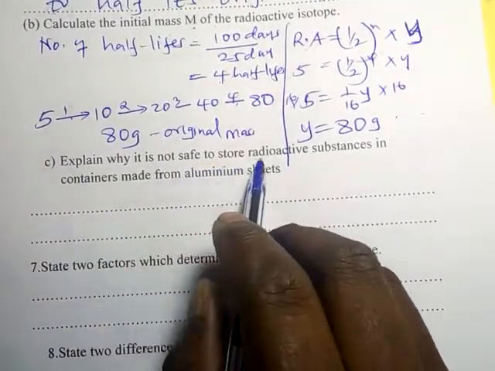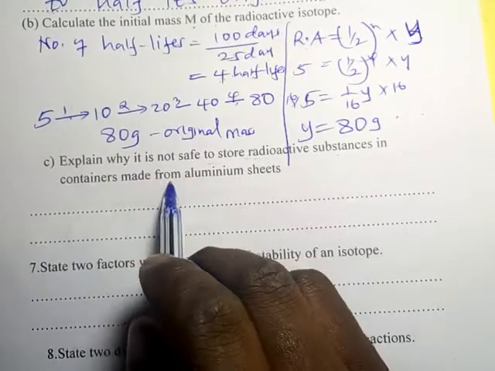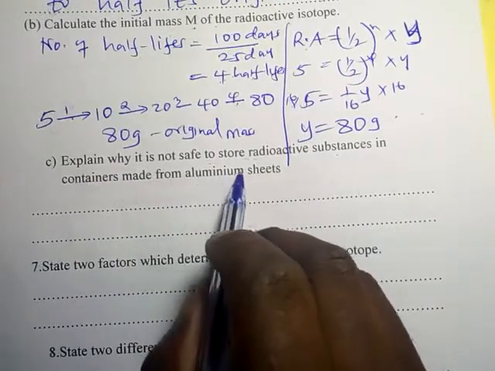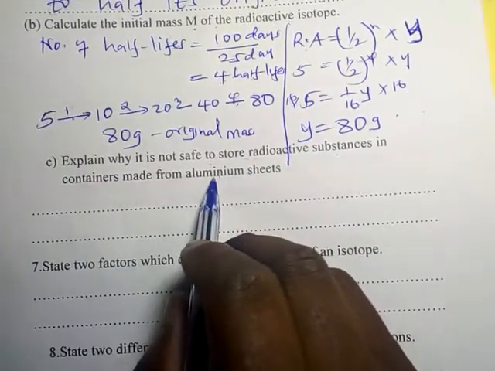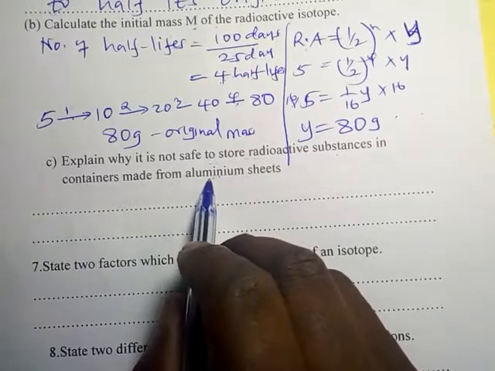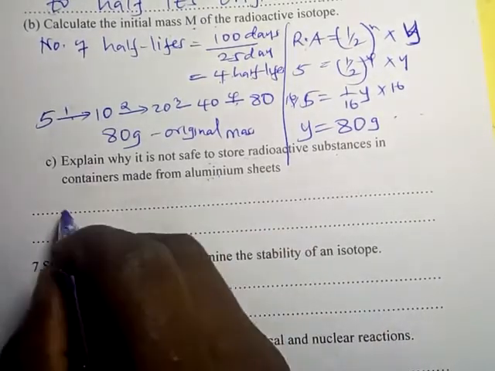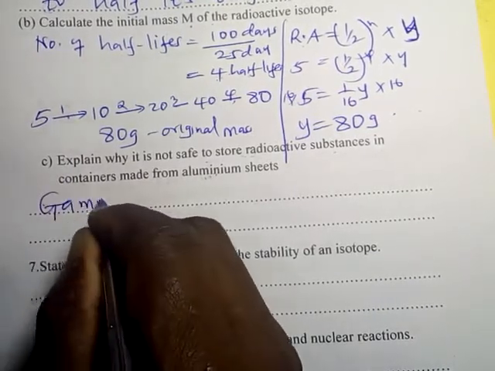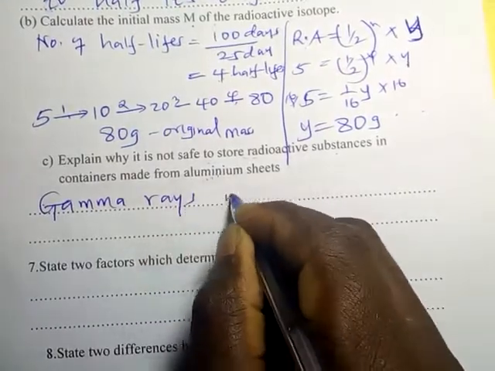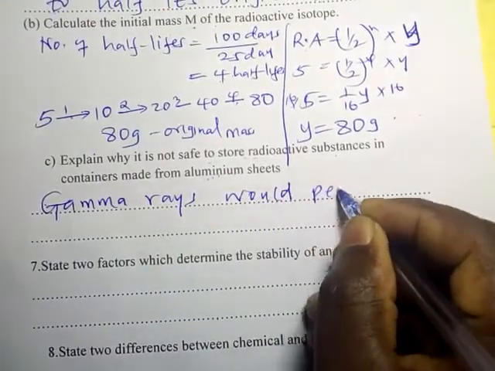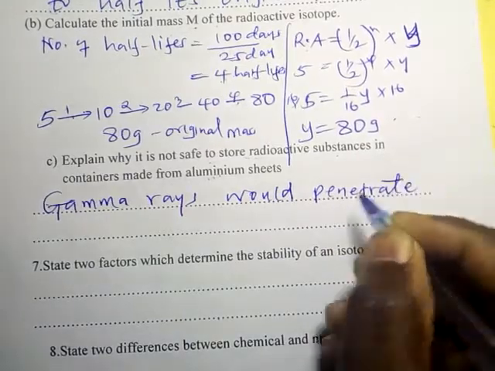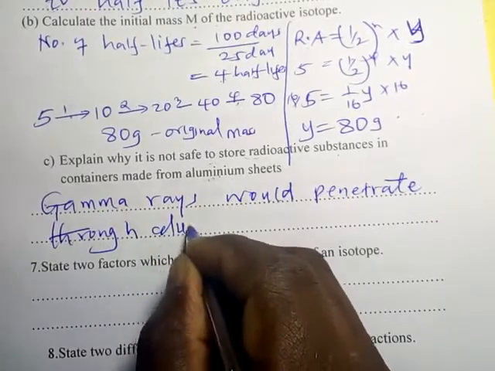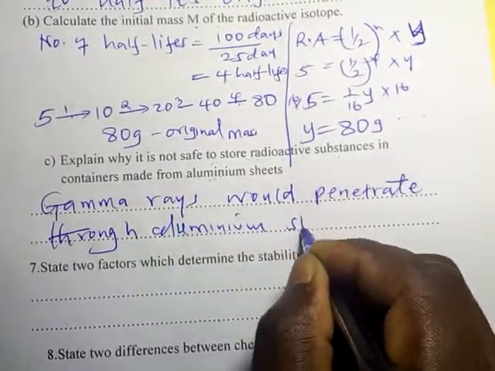Explain why it is not safe to store radioactive substances in containers made of aluminium. Remember, containers made of aluminium will stop only beta, but will not stop gamma radiation. Therefore, gamma rays would penetrate through aluminium sheets.